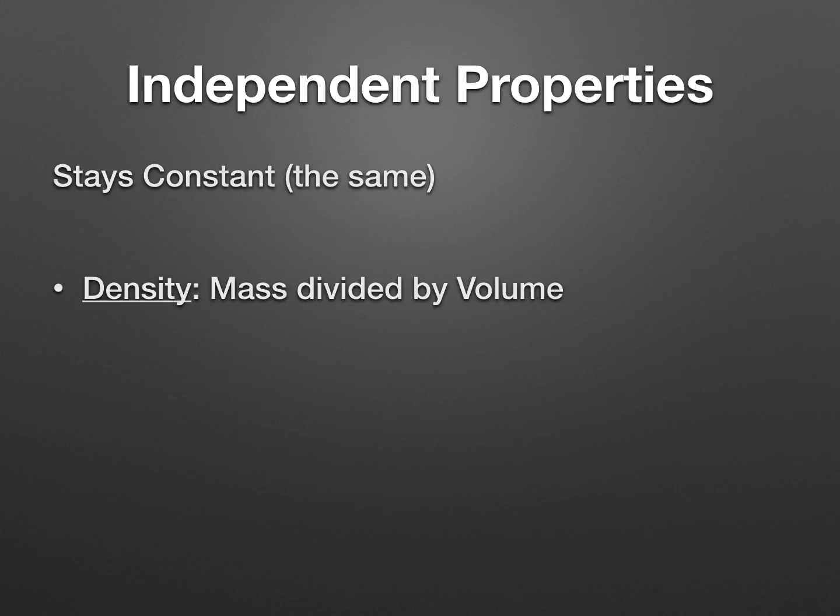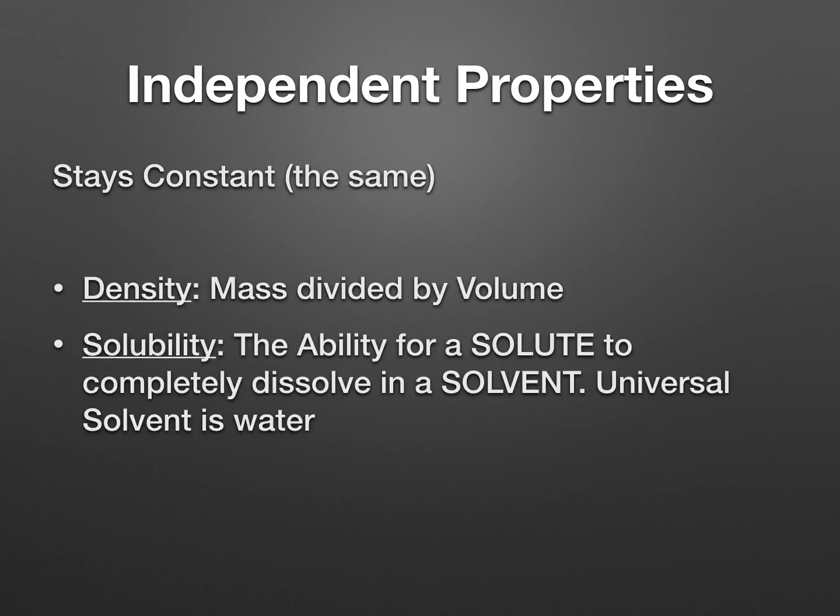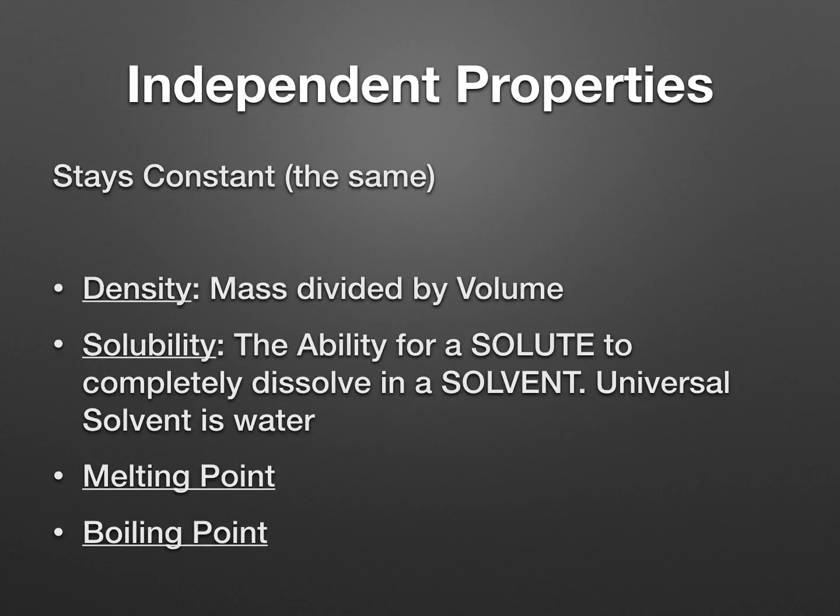So we have density, which is mass divided by volume. We have solubility, which is the ability for a solute to completely dissolve into a solvent. And just so you know, the universal solvent is water. We'll talk more about that later. And the next one is melting point, boiling point. There are also other ones like flammability. This is also an independent property.